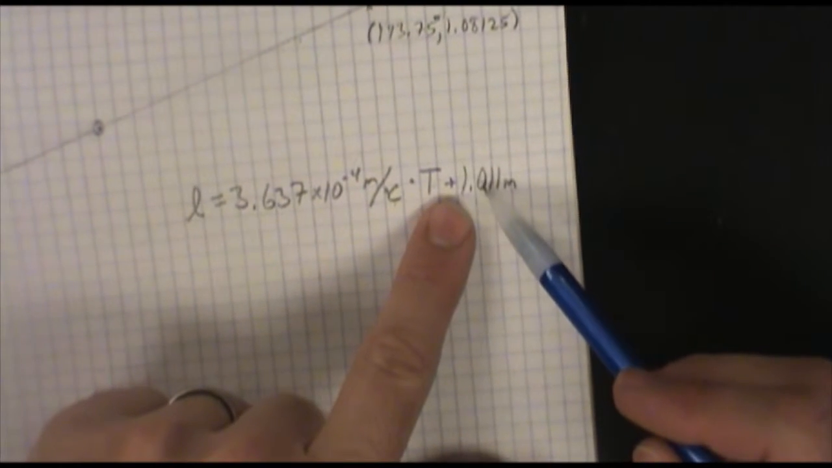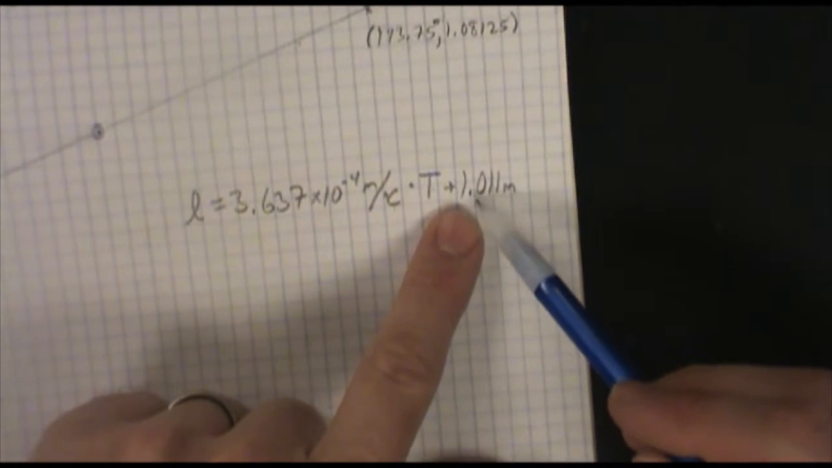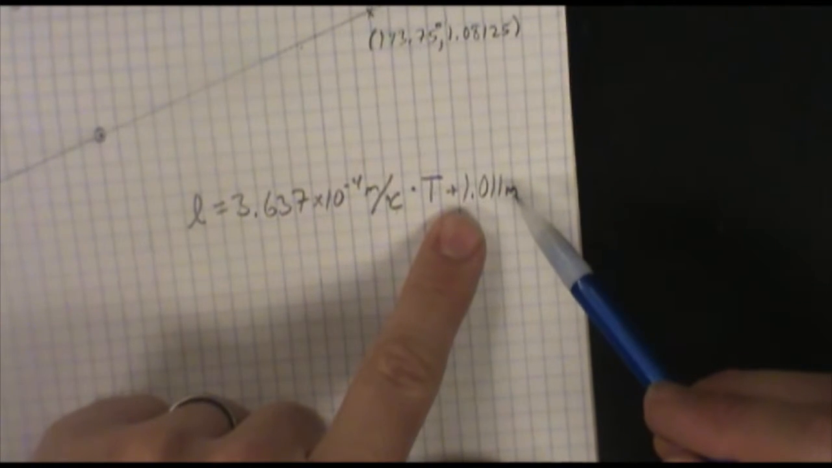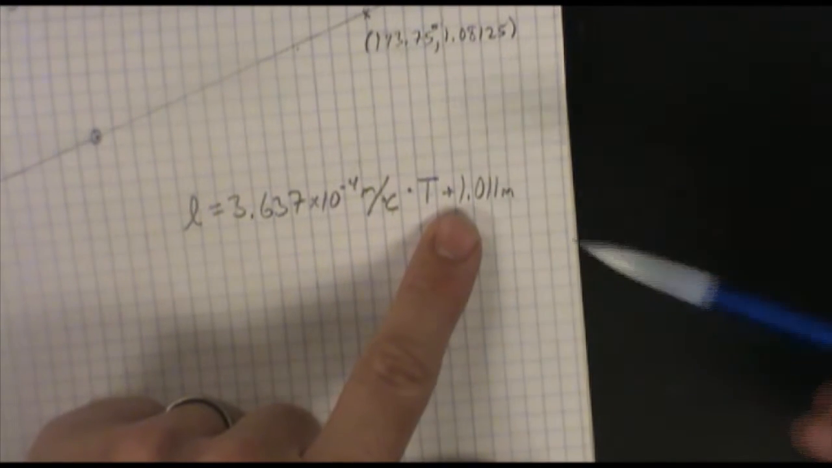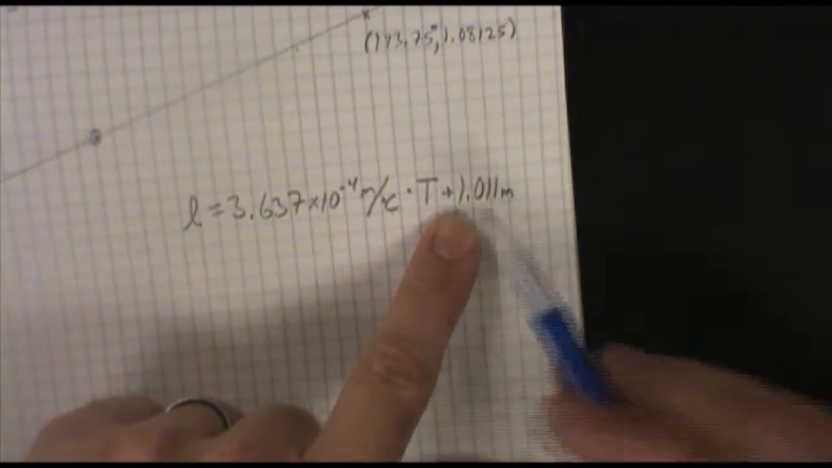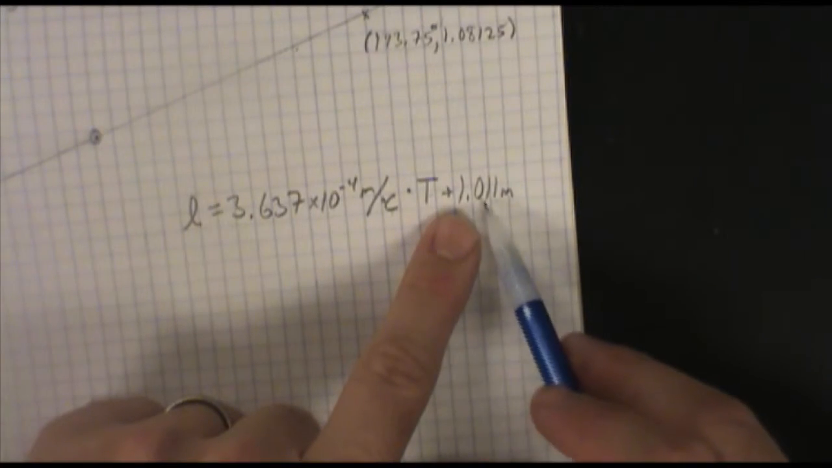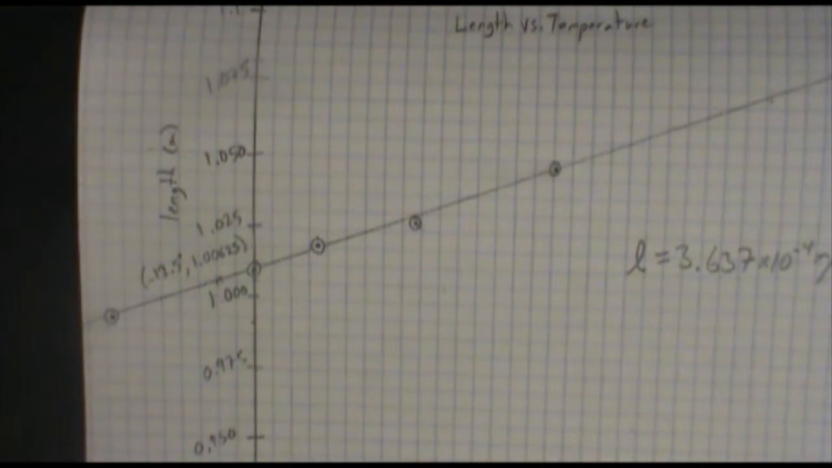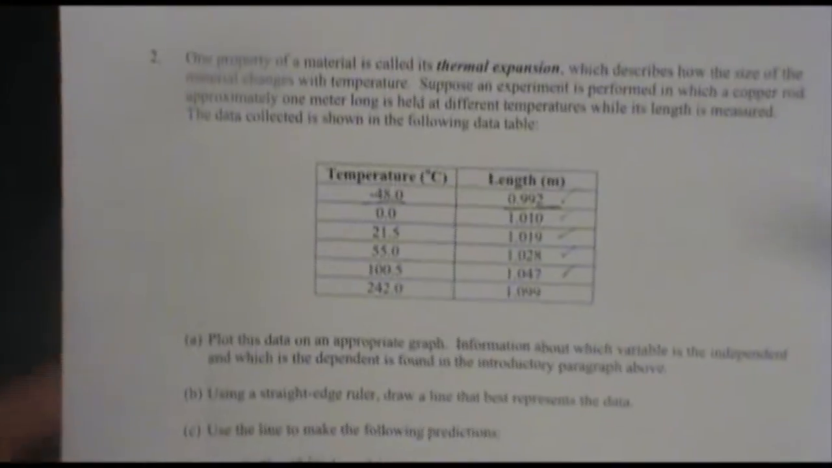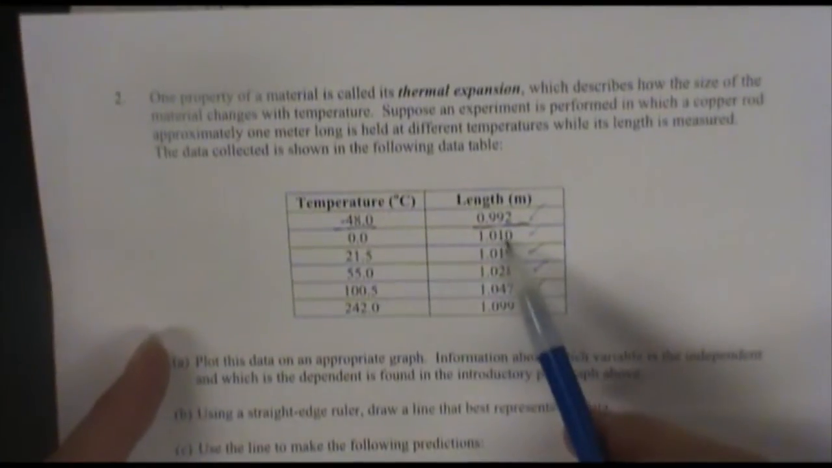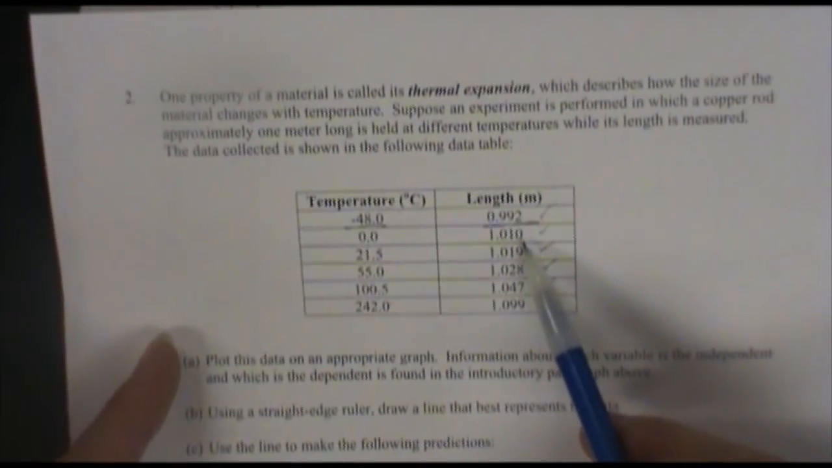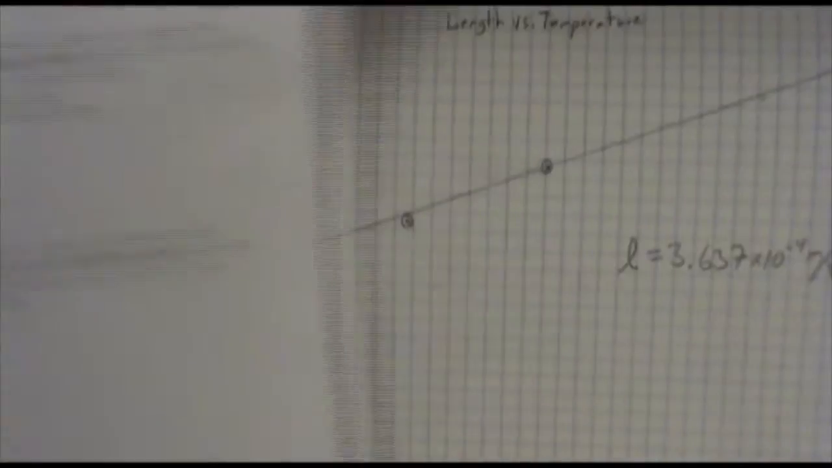So, the way we can interpret this is to say, okay, well, at 0 degrees Celsius, what is the length of the rod? At 0 degrees Celsius, it should be 1.011 meters. And we confirmed that pretty much on our data table. That is in fact true. If we go in and look, okay, there's 0, and sure enough, it's only off by 1 millimeter. We did pretty well there.